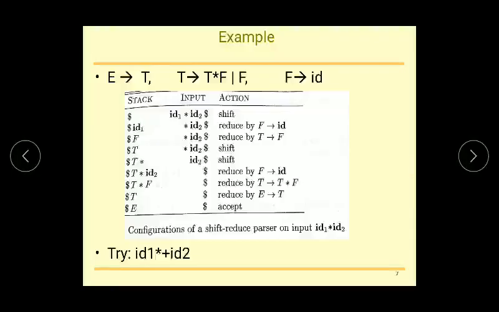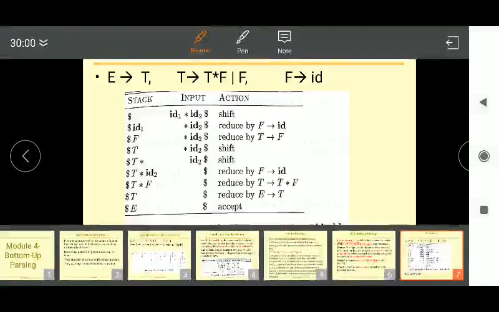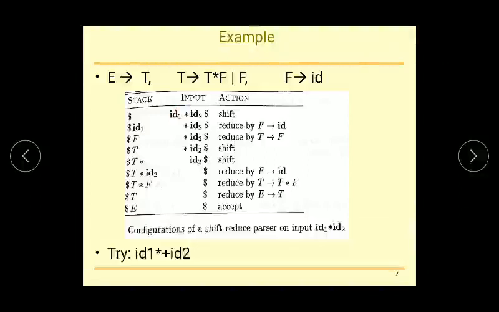Now let us see one example. There are four productions. E gives T, T gives T star F, T gives F, and F gives id. Let us take one string as id1 star id2. So first consider dollar symbol at the bottom of the stack, and let us take input as id1 star id2. And students, please note the difference between id1 and id2. We just use suffix 1 and 2 to differentiate between first input id1 and second input id2. Maybe the same number or different numbers.